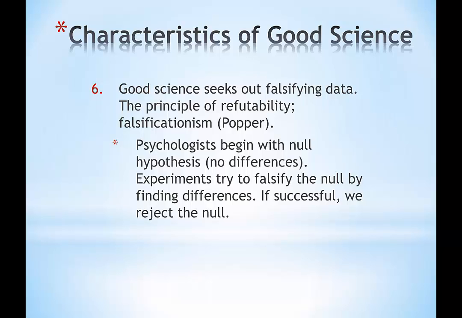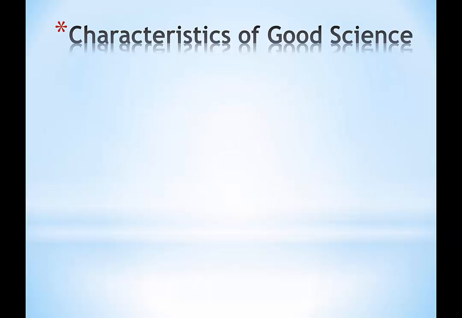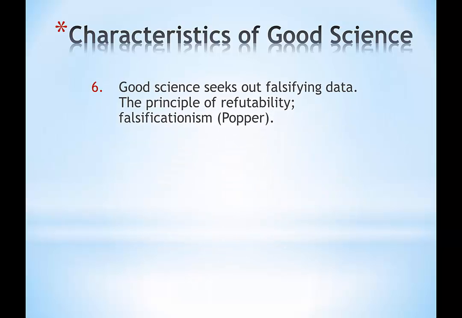So if the null says there's nothing going on, I want to reject the null and say there's something going on. So experiments and experimenters try to falsify the null by finding differences. If we're successful, typically speaking, we reject the null hypothesis. And so it's kind of like setting up a straw man and then trying to knock him down. It's not that we're going to prove anything, but we're going to disprove incorrect theories. And I'm getting ahead of myself, so let me show you that on the next screen.